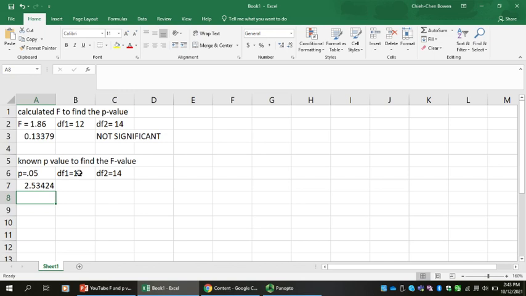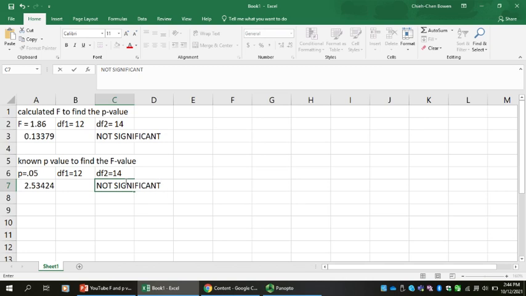If you compare the p-value, the calculated p-value for F equal 1.86 is 0.13379, compared to the set alpha value equal 0.05, that p-value is greater than 0.05. So the result is not significant. So either way, you have the same result, not significant.